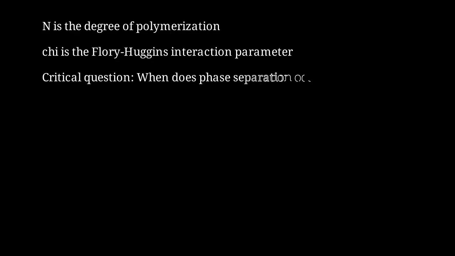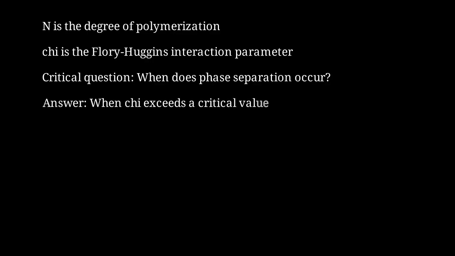Here's the critical question. When does phase separation actually occur? The answer is when Chi exceeds a critical value that depends on the chain length. For unfavorable interactions, Chi is positive and large. The critical Chi equals 1/2 times the quantity 1 over square root of N1 plus 1 over square root of N2, all squared.